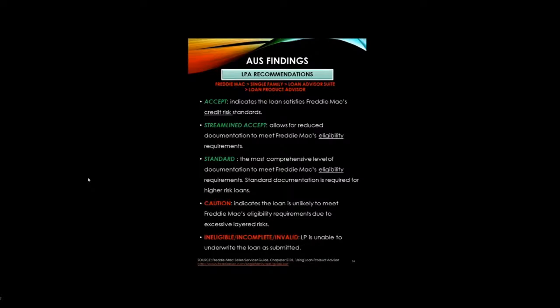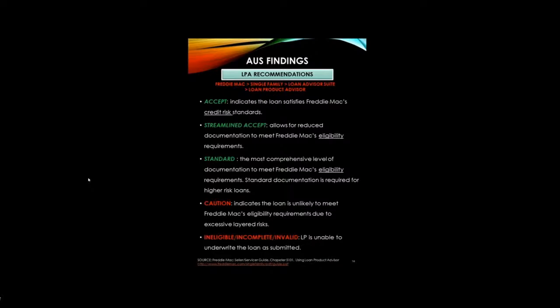Okay. Then you have the caution. That's the red flag. That's when it comes into, again, the manual of LPs. Again, a lot of people don't do it, but it's a good thing to say, let's make sure the information we inputted into the system is correct and accurate, and we'll go from there. So caution indicates the loan is unlikely to meet Fannie Mae's, Freddie Mac's eligibility requirements due to something wrong, the risk layers. The next one is ineligible, incomplete, or invalid. And that's LP is unable to underwrite the file the way it's submitted. And again, check your data that you're putting in there.